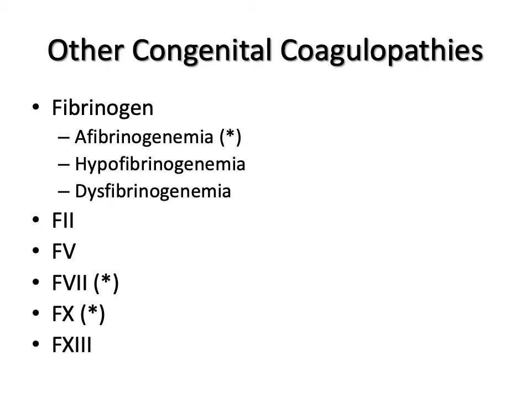Other congenital deficiencies are not going to be covered in depth, as they are rare and caused by autosomal recessive mutations associated with consanguinity, or having common ancestry. Of these, the ones that lead to severe anatomic bleeding are fibrinogen, factor VII, and factor X. Factor XIII results in moderate to severe systemic bleeding and poor wound healing. Factor II and V lead to mild systemic bleeding.